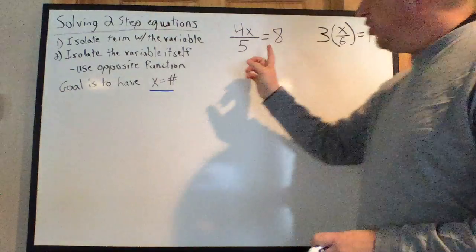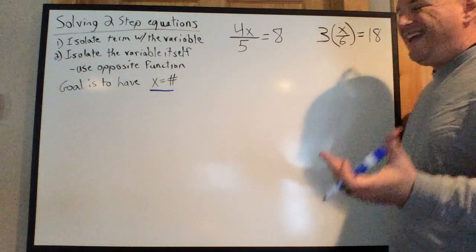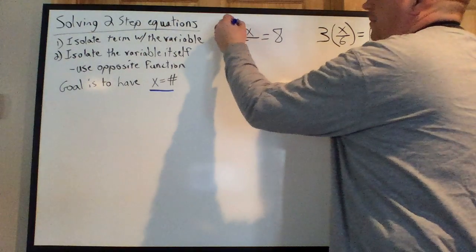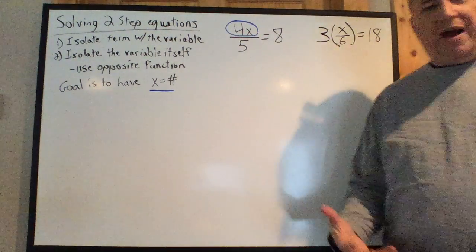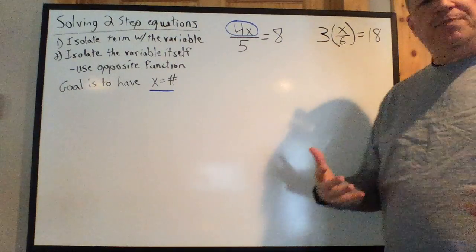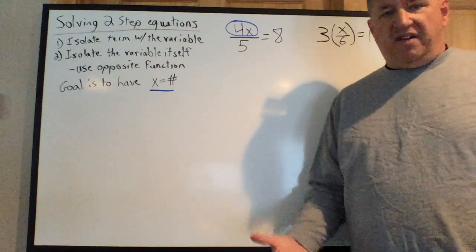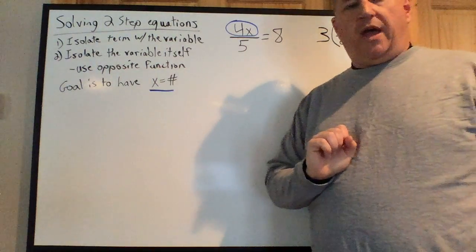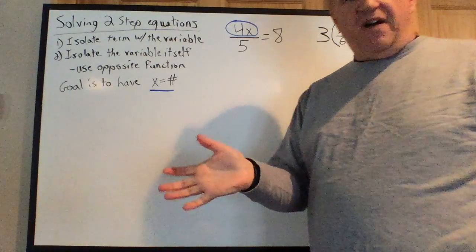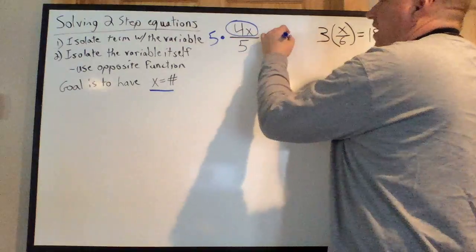So let's look at our first example. 4x divided by 5 equals 8. So in this particular problem, this is the term that has the variable in it, the 4x. The 4x is being divided by 5. So how do I undo divide by 5? We use our opposite function, same number, okay? It's being divided by 5, so we're going to multiply by 5 on both sides. Times 5 there, times 5 there.